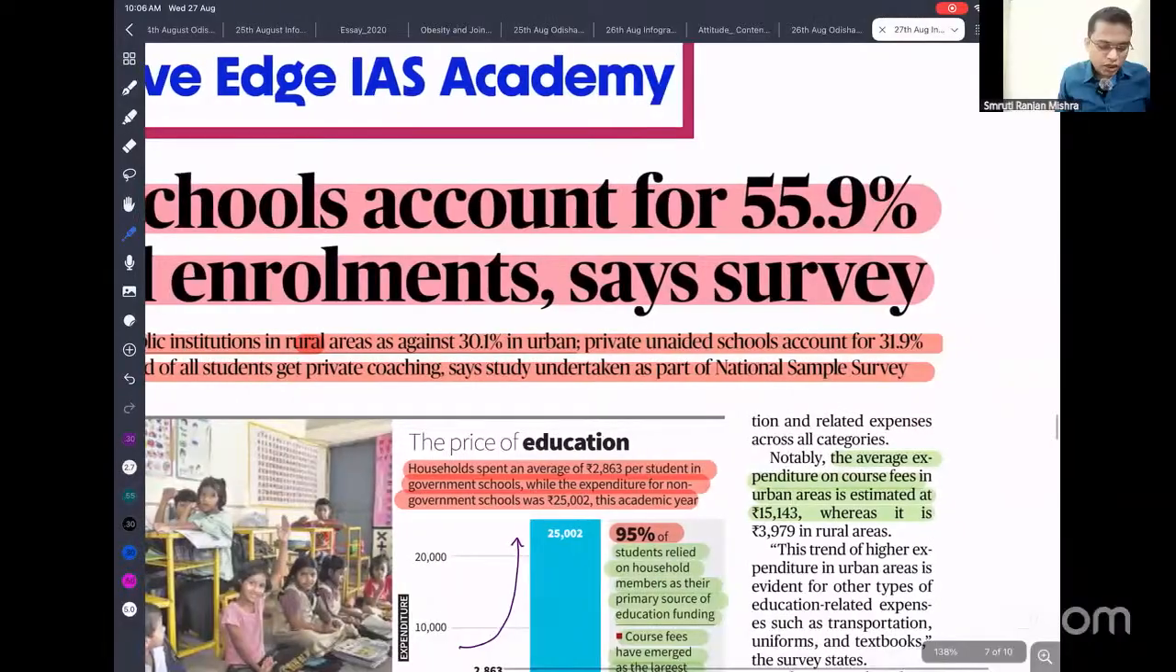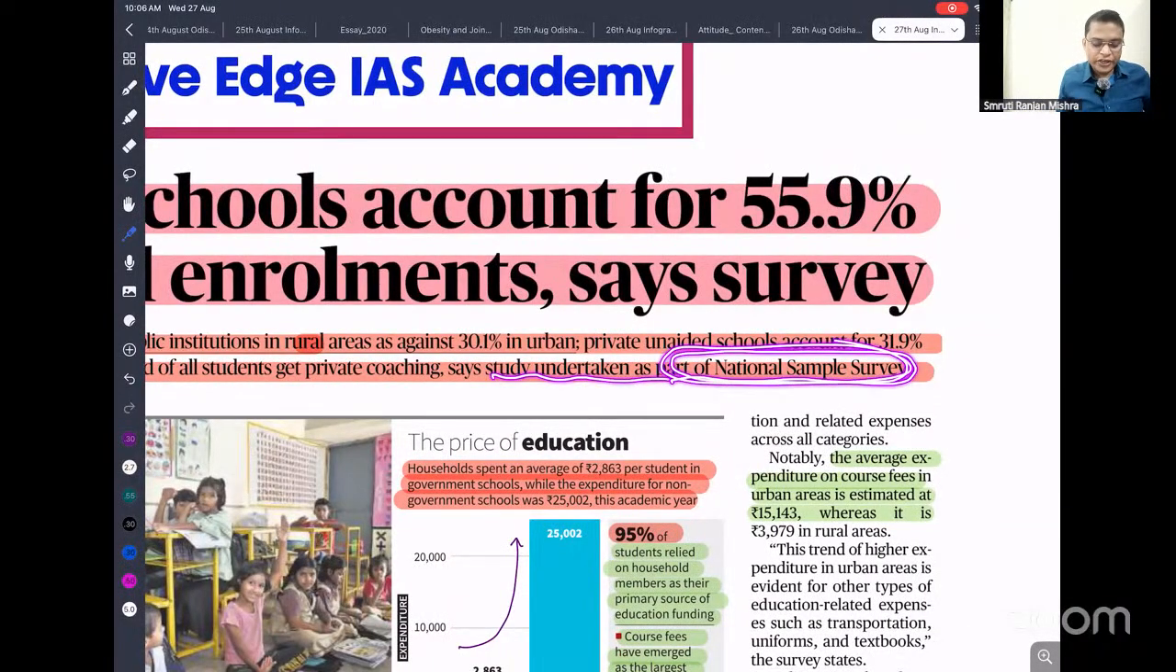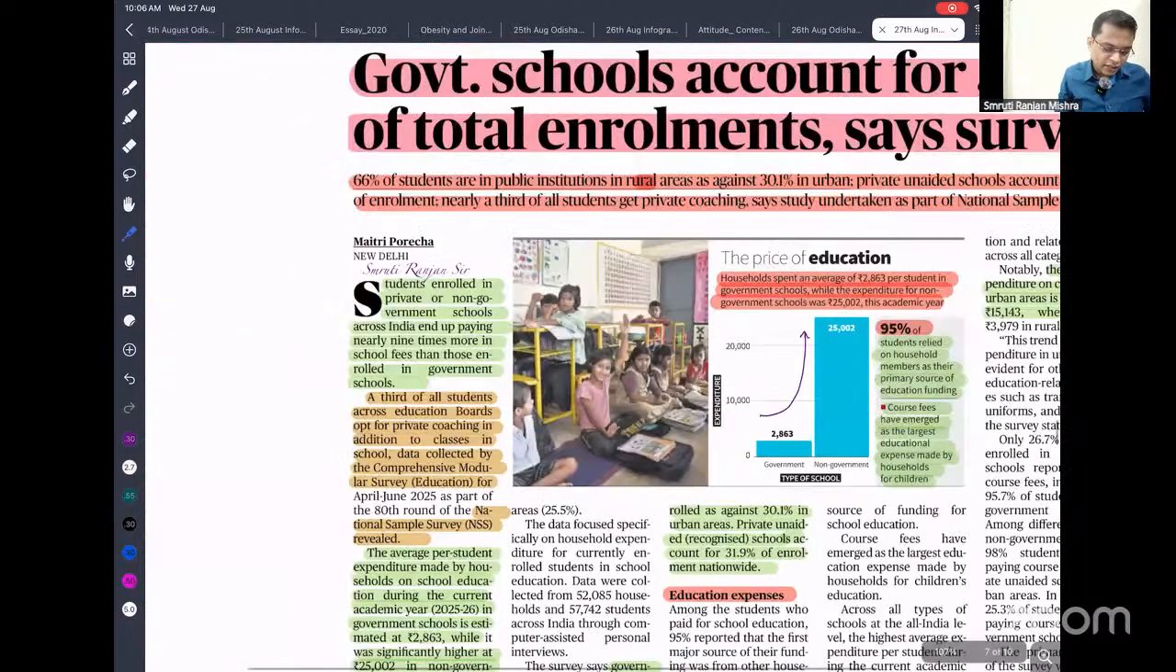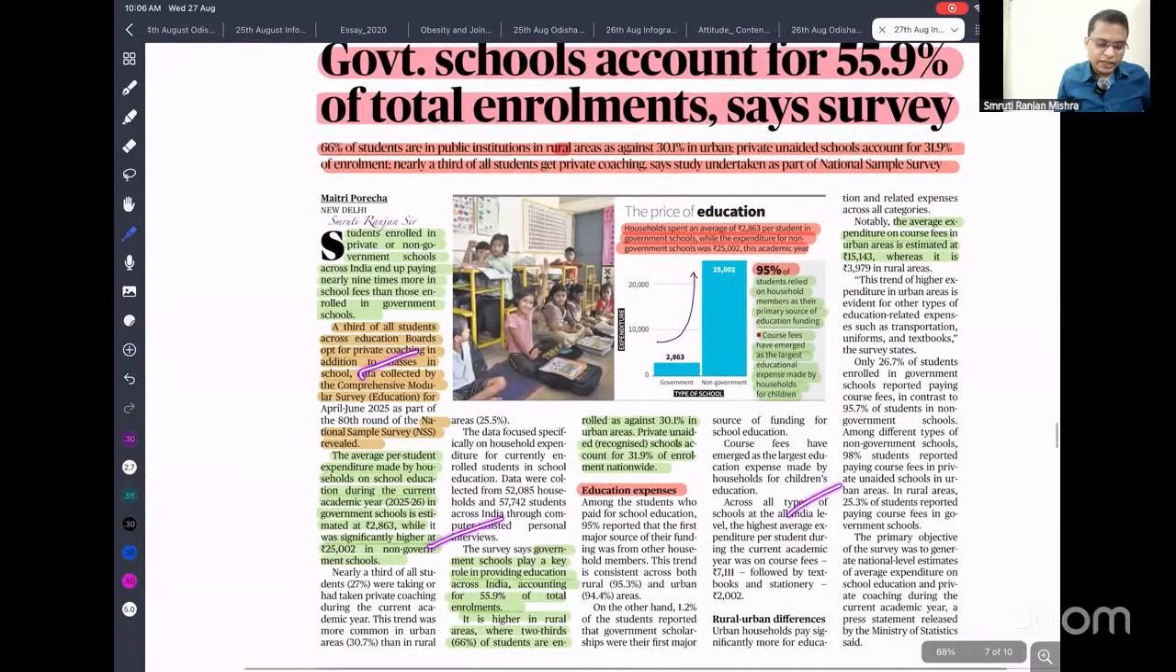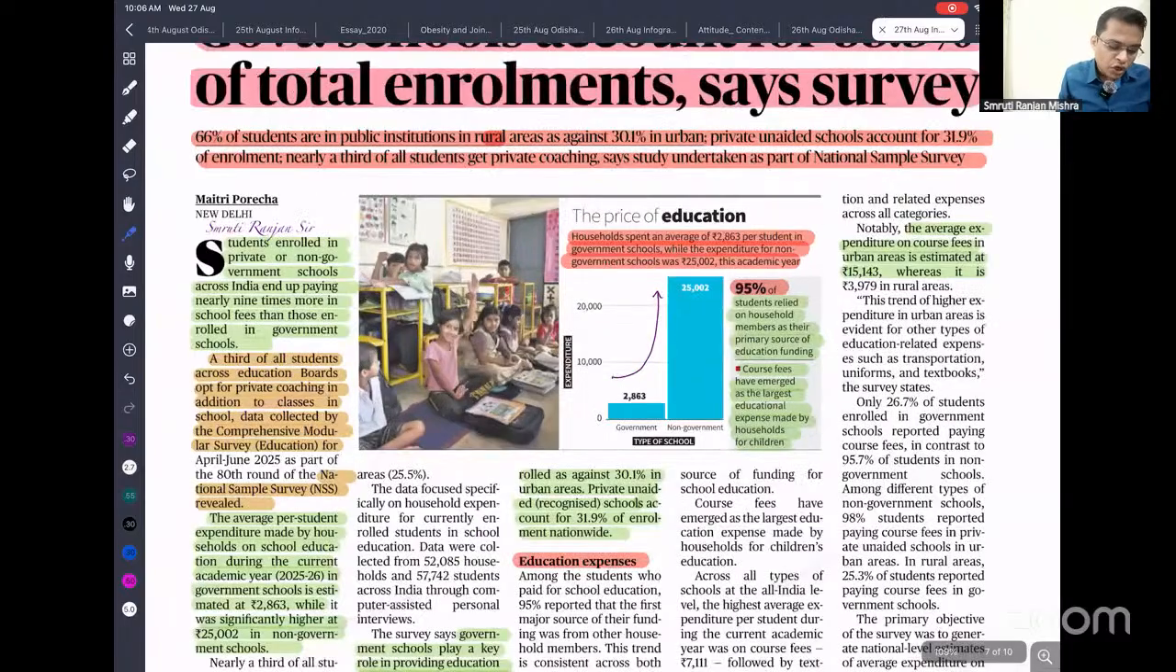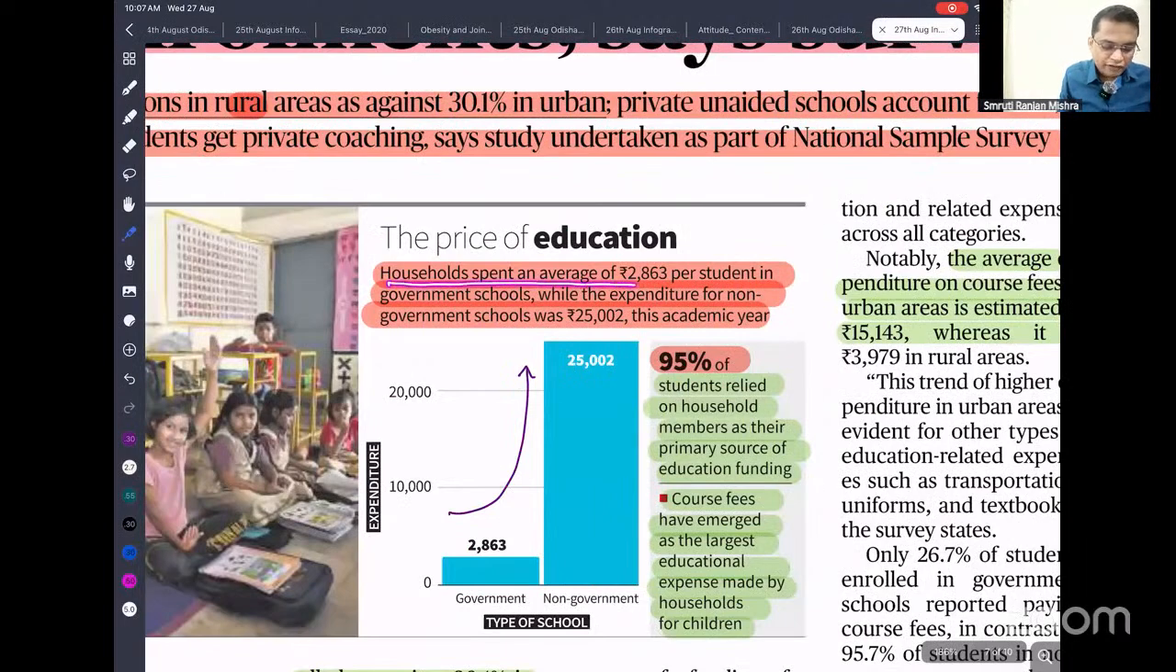So a study undertaken by the National Sample Survey. I think the same thing is mentioned here. Just read the highlighted portion. This is more than enough. So the household spends on average 2,863 for a student in government school, while expenditure on non-government school is 25,000. So the expenditure on private school is almost 10 times that of the expenditure on the government school.